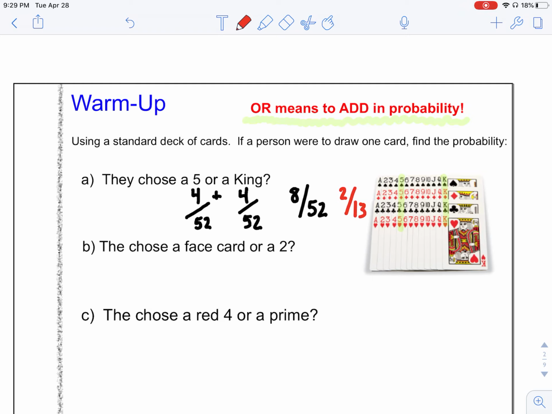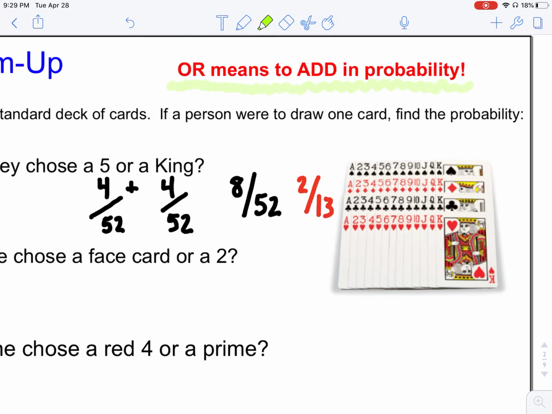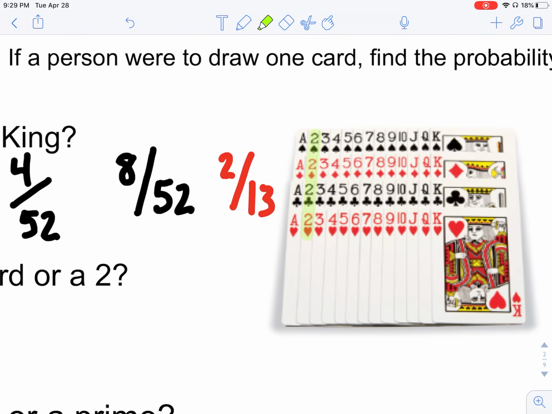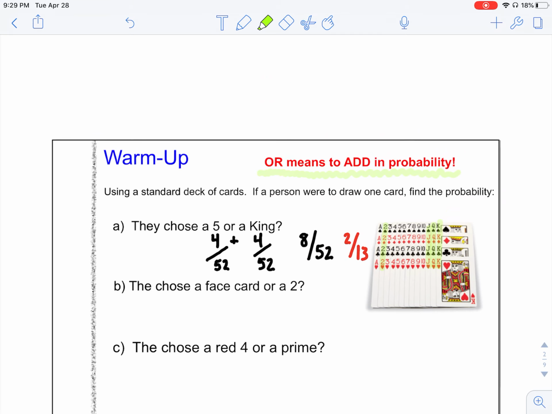Okay, similar question here. Probability of a face card or a 2. So in this case, how many 2s are there? There's 4. And face cards, there are 12. So in all, there are 12 plus 4, or 16 different possible cards that would fit that criteria, right? 12 face cards, 4 2s, which would leave a total of 16 out of 52. Or if you divide both those by 4, that would be 4 out of 13.